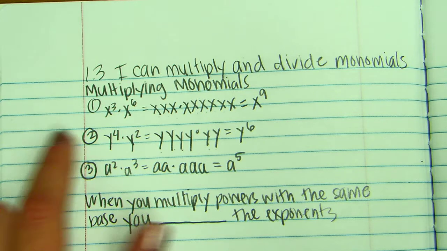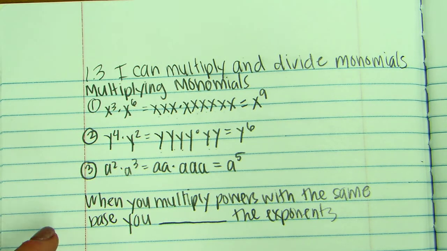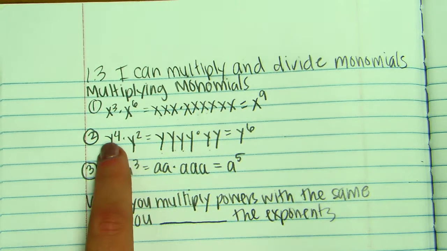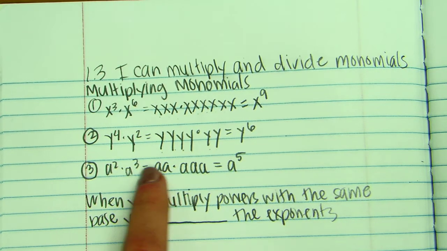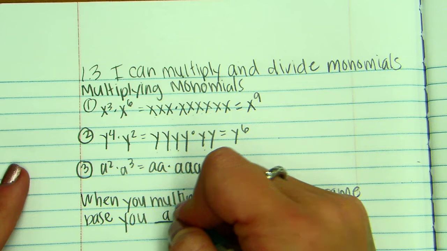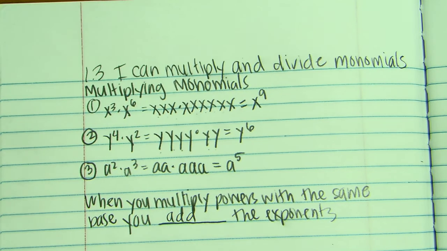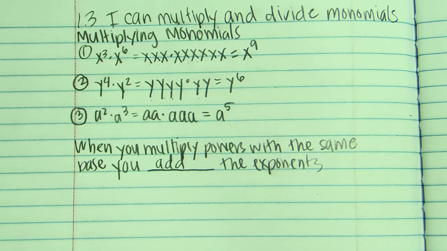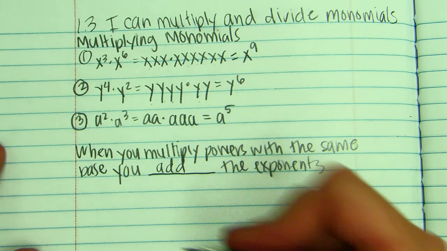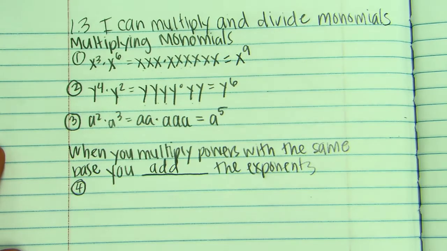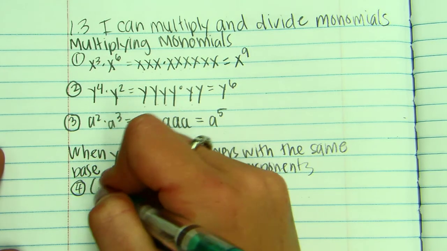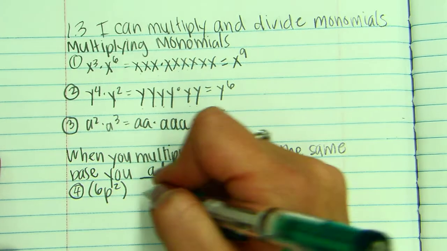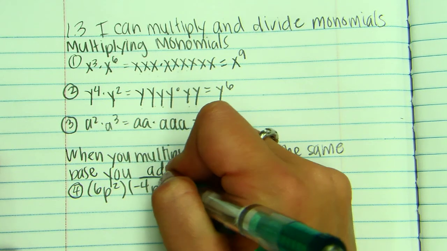So the pattern is, when you multiply powers with the same base, you're going to add the exponents. 3 plus 6 is 9, 4 plus 2 is 6, 2 plus 3 is 5. So you're going to add the exponents. So remember, we're really multiplying here, but the shortcut is to add the exponents, and we're going to do some more examples.